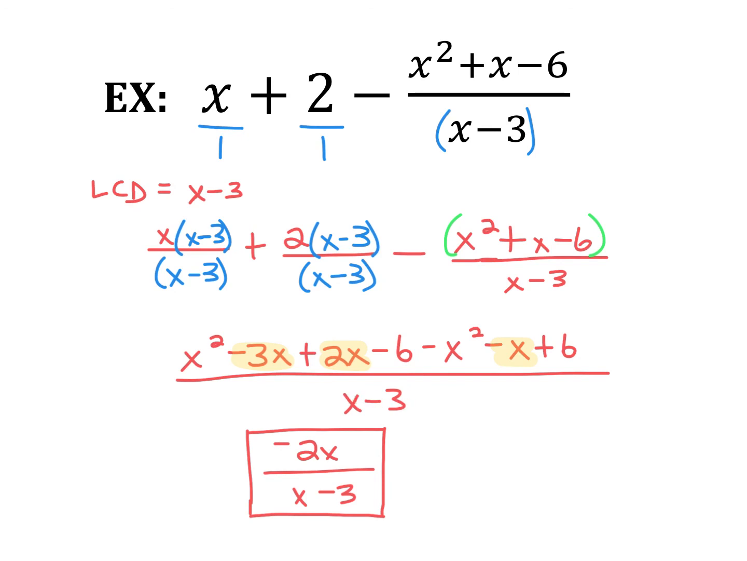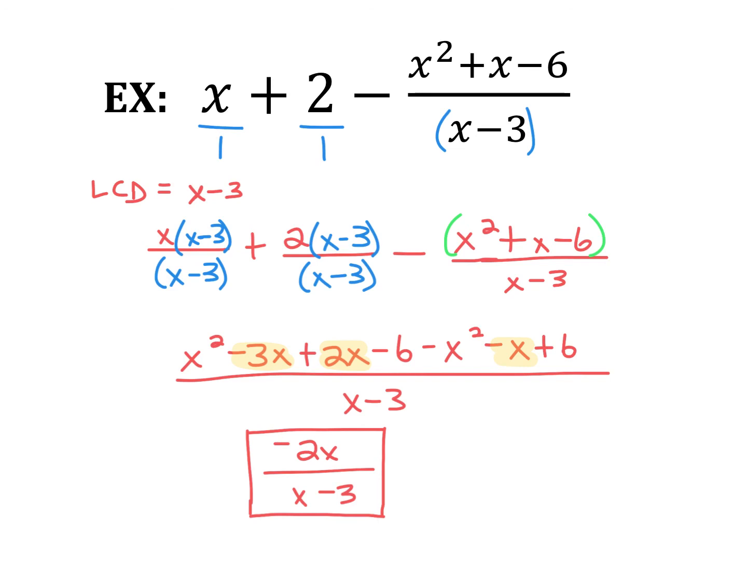Next, I'm going to combine my like terms in the numerator. So x squared minus x squared, that's obviously 0. Negative 6 plus 6, that's obviously 0. If I take negative 3x plus 2x minus x, that's negative 2x. And again, it's all over my common denominator of x minus 3. For this example, that will indeed be my final answer, negative 2x divided by the quantity of x minus 3. There's no more factoring that I can do in the numerator to potentially further simplify it with the x minus 3 in the denominator, so this is my final answer.